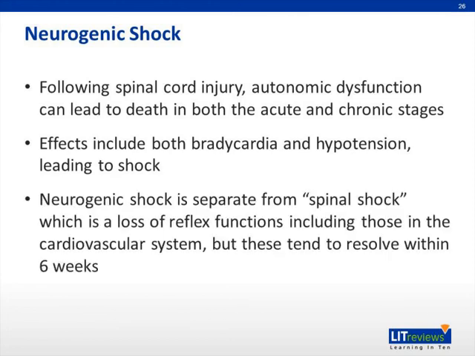Neurogenic shock is different from spinal shock, which is a loss of reflex functions, including those in the cardiovascular system, but these tend to resolve within 6 weeks.